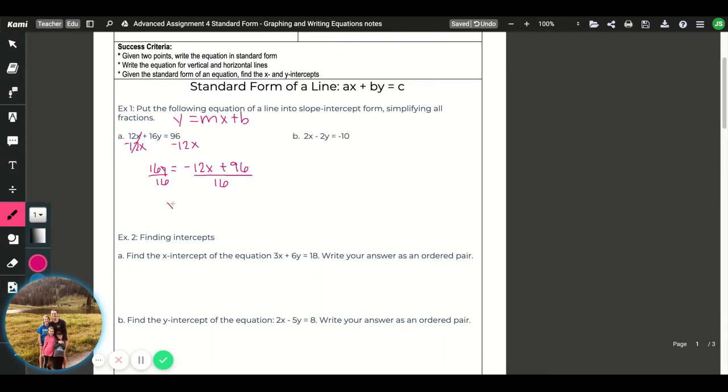Now we have 1y equals, we need to divide the 12 by 16. And it says simplify fractions. That means we don't want decimals. So we need to reduce 12 over 16. Those are both divisible by 4. So we get negative 3 over 4. Negative 12 divided by 4 is negative 3. 16 divided by 4 is 4. So negative 3/4 x plus 96 divided by 16 is 6.